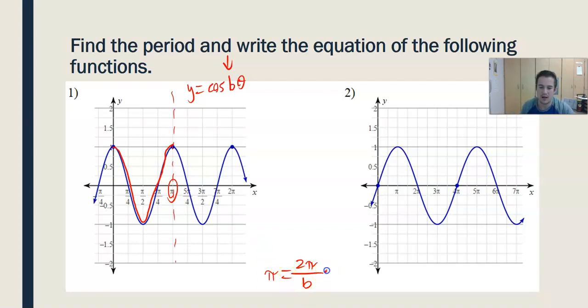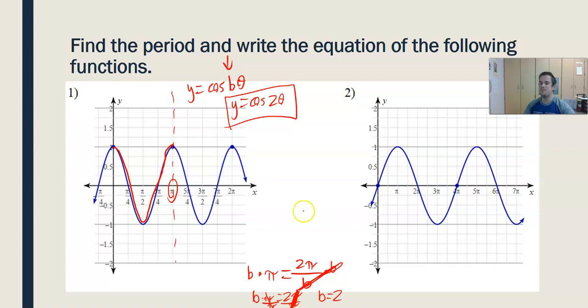Well, I'm going to go ahead and multiply by b on both sides, because that'll cancel out b in the denominator over here. So then I'll have b times pi is equal to 2 pi. And then in order to get b by itself, I'm going to divide by pi. 2 pi divided by pi, those pi's cancel, and I'm left with b equals 2. So my equation is y equals cosine of 2 theta.